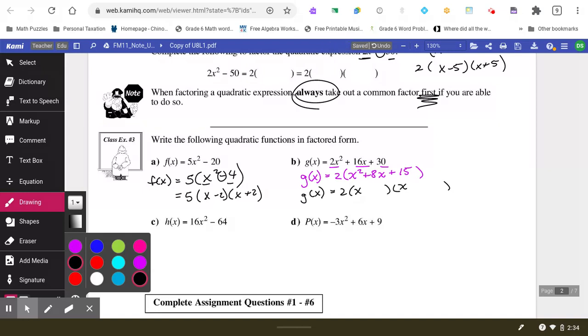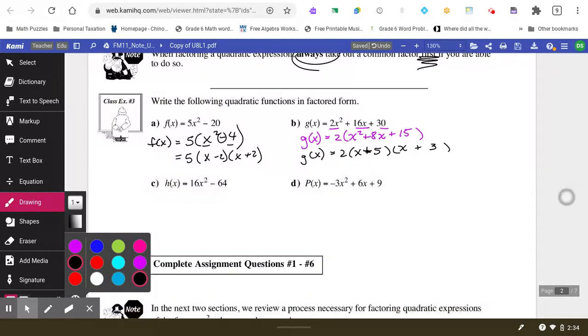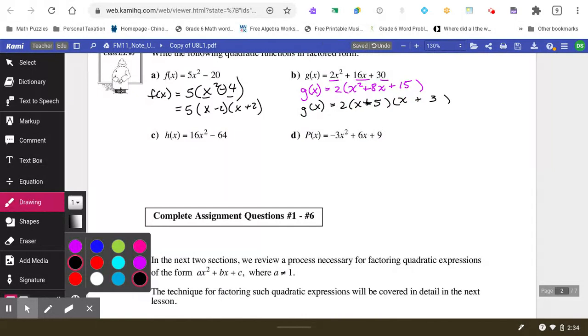Okay, now 15, 5 and 3 would work. Both positive. Double check it if you don't believe me. Oops, that's a plus. All right, here we go. Question 16, or C. When you do this, you need to go big or go home. Like, you can pull out a 4 out of both, but 16 comes out. So try taking out the biggest thing you can. It just saves yourself a lot of work.